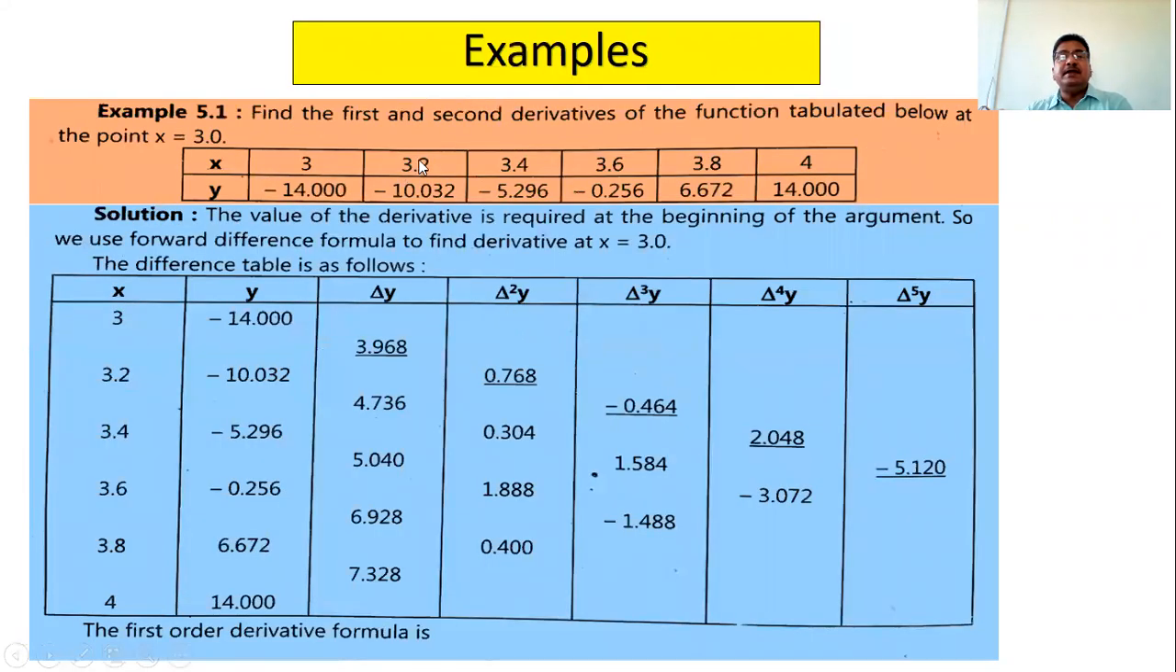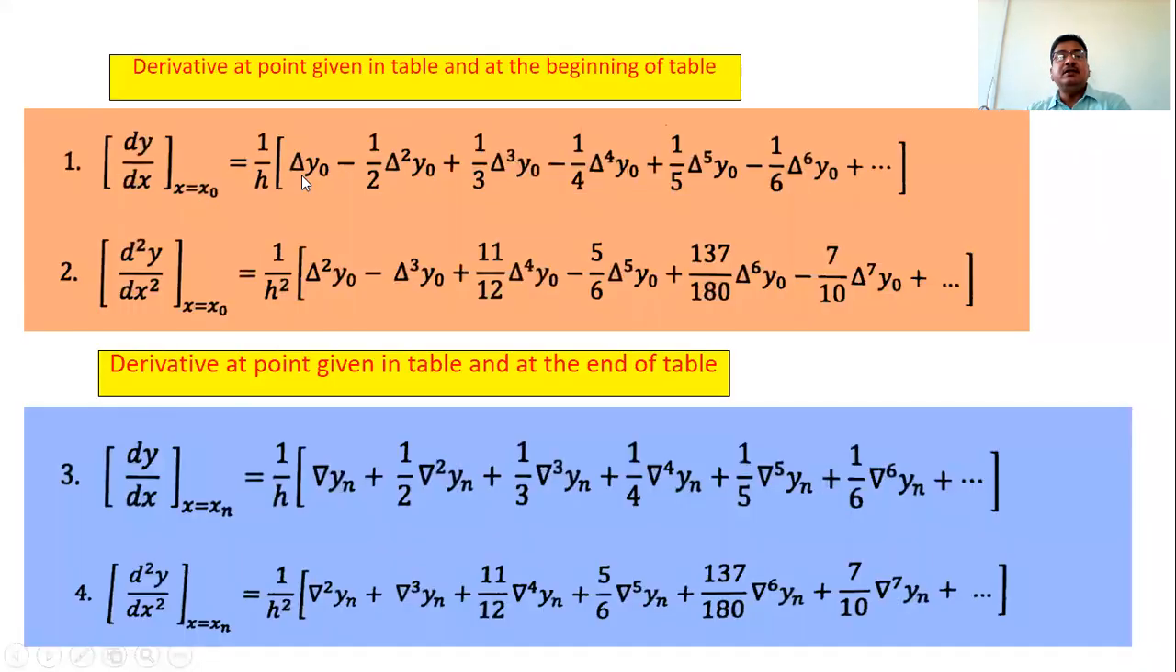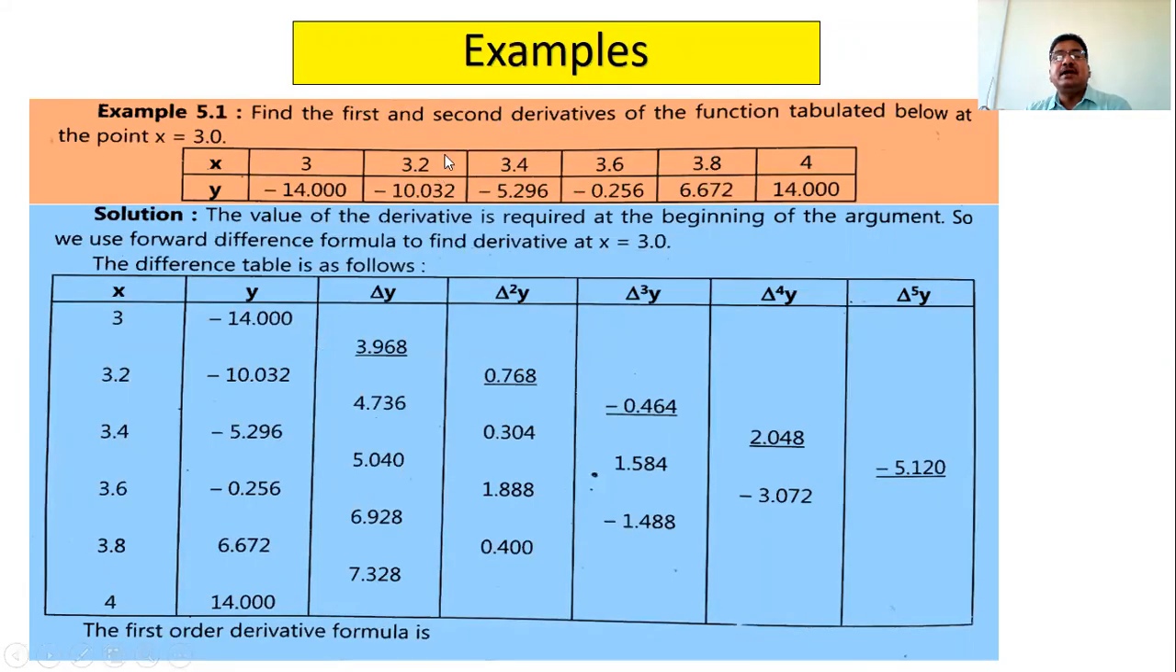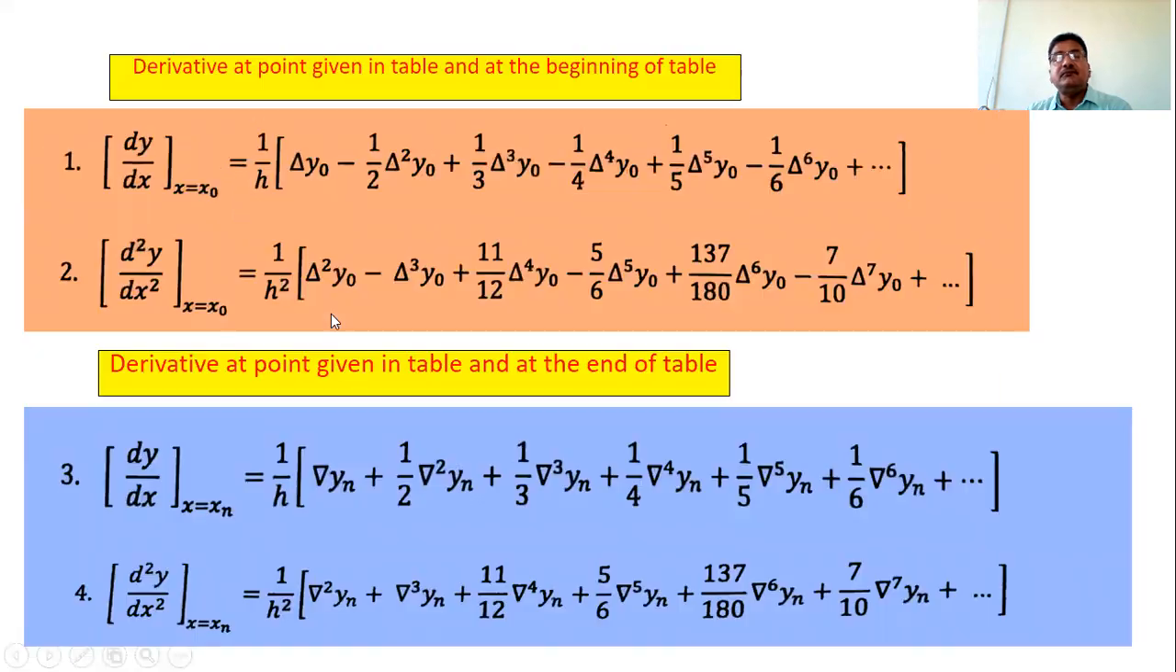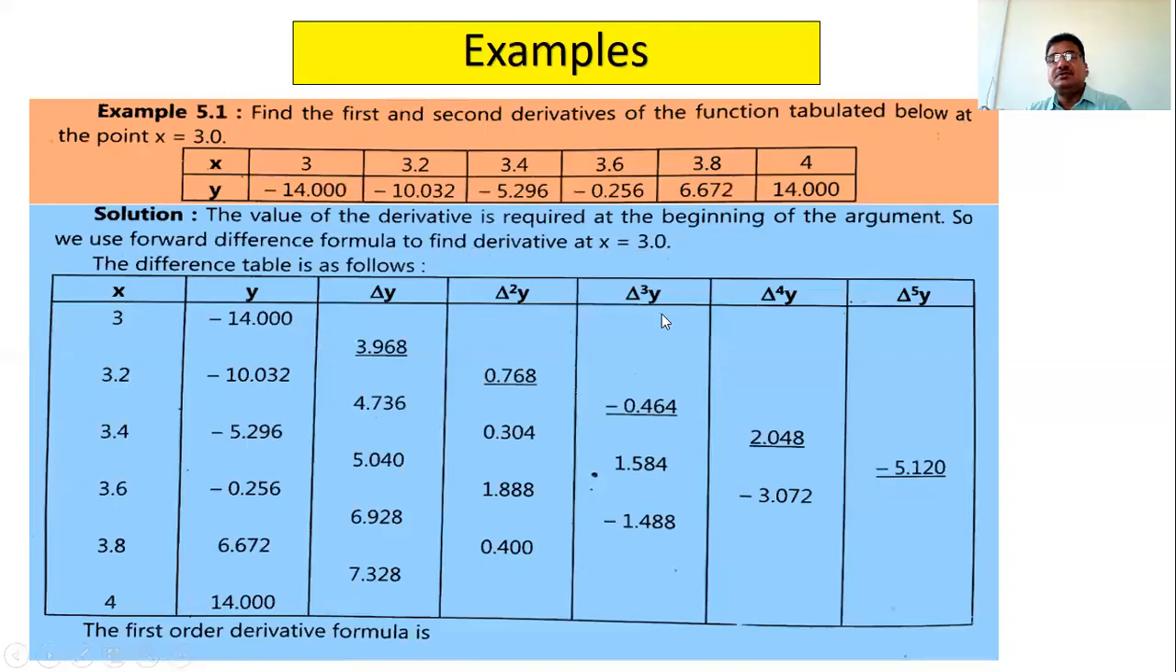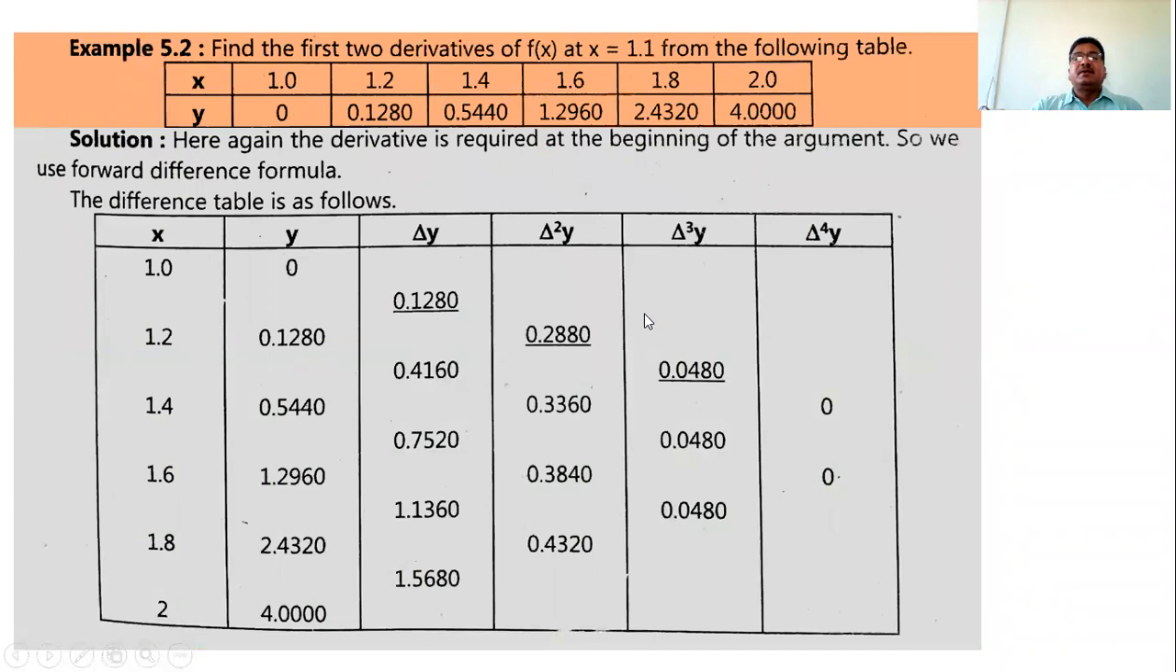So if you have to find the first and second derivative at the first point, or at the beginning of the table, then use these two formulas. And if you have to find the first and second order derivative at the last point, or at the end of the table, with the values given in the table, then use these two formulas. That is, we have to find the first derivative and second derivative at the first point, so these formulas are used for the first problem. Similarly, we will solve the remaining problems in the next lecture.